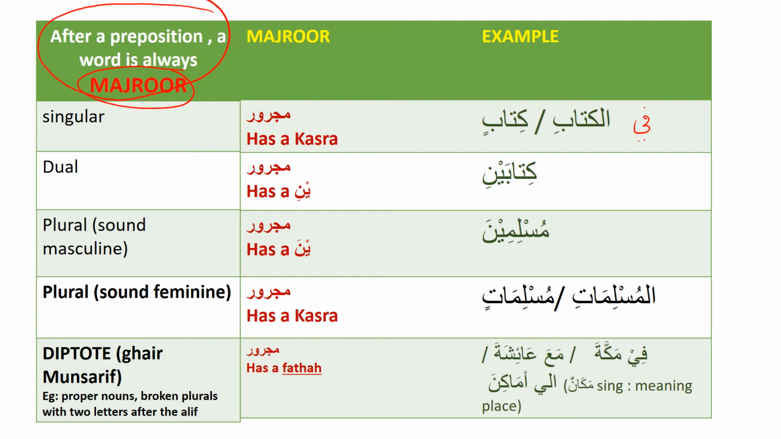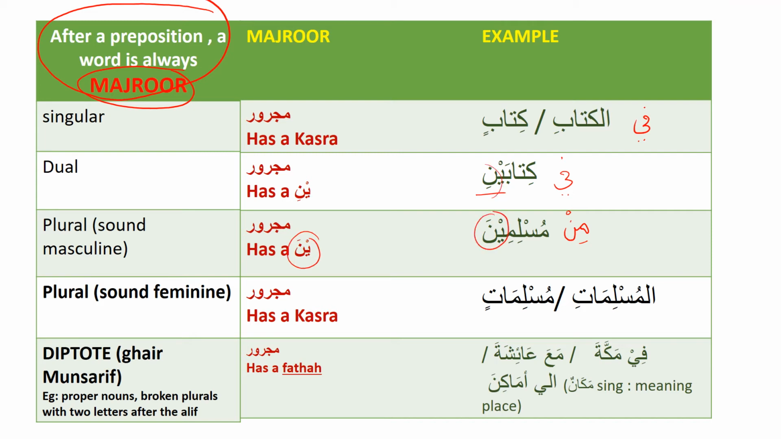And for a singular, the majroor has a kasra. Fi kitabaini, in two books. The majroor in the dual has aini at the end. Min, okay, min, for example, min muslimina, from Muslims. The plural sound masculine has ina, aini, ina.